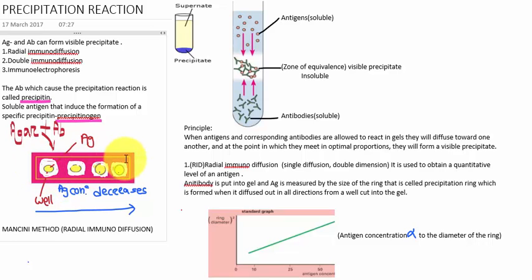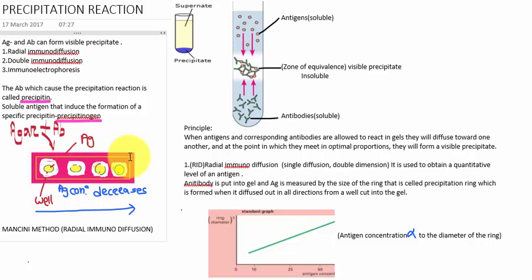So by running different concentrations of a standard antigen in this direction, the antigen concentration decreases. So in the first well, the antigen concentration is more as compared to the second, as compared to the third and fourth. So by running different concentrations of a standard antigen, one can draw a standard curve from which one can calculate or quantify the amount of antigen present in an unknown sample. So this is all about the radial immunodiffusion.